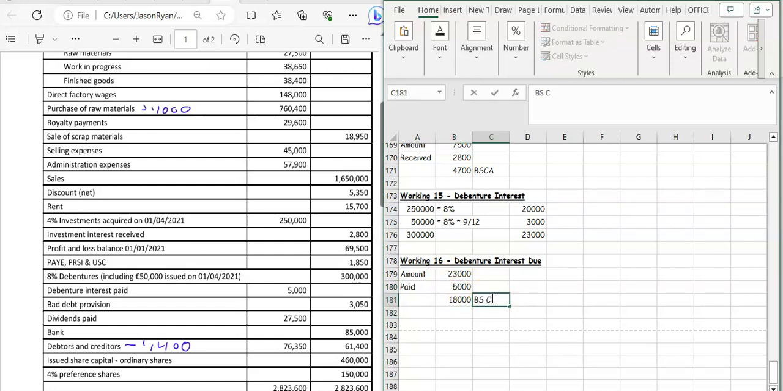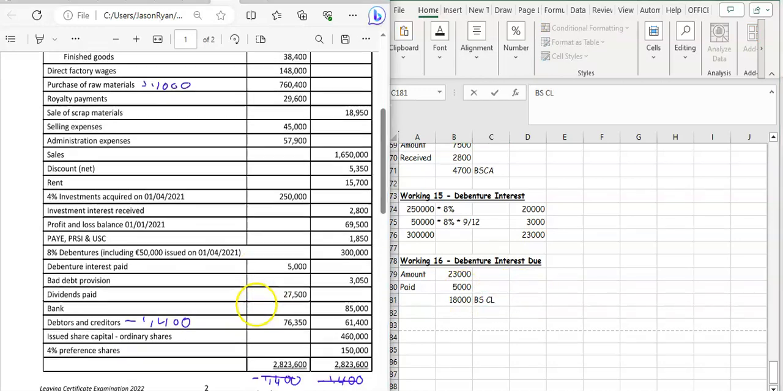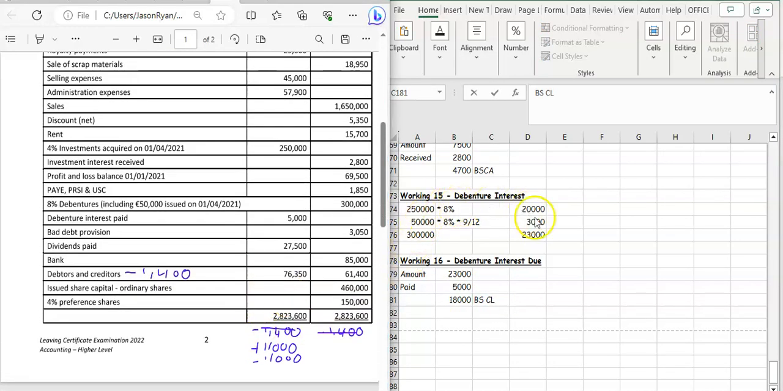That goes into your balance sheet as current liabilities due within 1 year. So two parts to the debenture interest. You're going to find the debenture interest for the year. That's going to go into your profit and loss account. And then you're going to find the debenture interest due. That's going to go into your balance sheet.